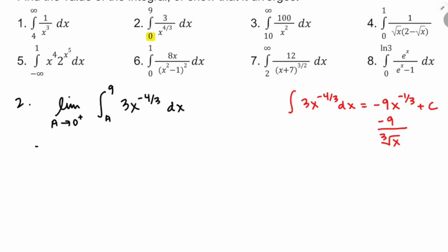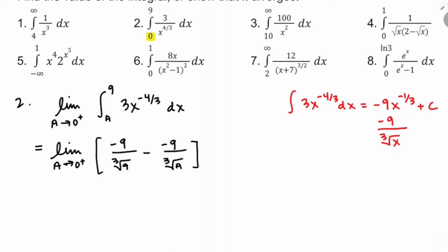Okay, so this over here is equal to the limit as a approaches 0 from the positive side of, okay, plug in 9, negative 9 over the cubed root of 9 minus negative 9 over the cubed root of a. That's a is approaching 0, and I'm dividing by a. That's not good. Okay, that's what is going to cause us to have divergence with that and a few other things. Okay, I'm going to say that limit does not exist, and that's how I know this integral diverges.